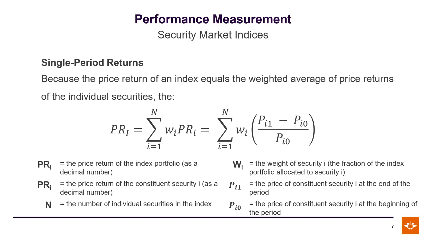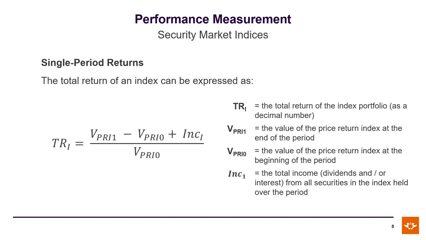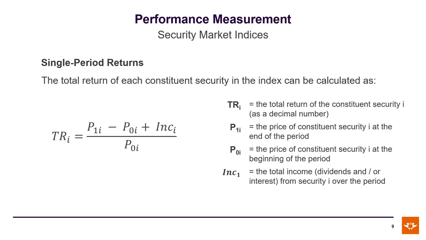As mentioned previously, when we look at the total return of an index, it includes both price return plus the income return. So if we look at our formula, we're looking here at the value of the price index at the end, less the value of the price index at the start of the period, plus any income that was received over the period divided by the value of the price index at the beginning of the period or the start. And again, as we did for the price return index, we can do it on an individual security basis.